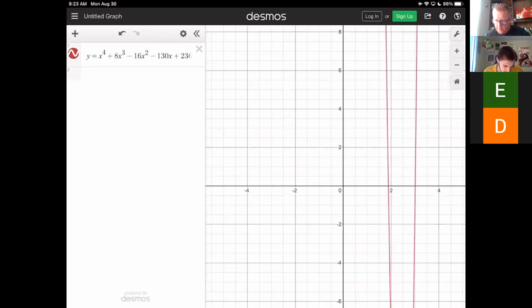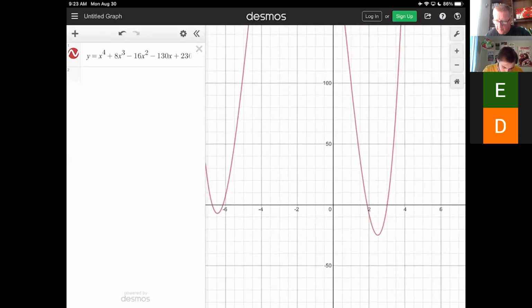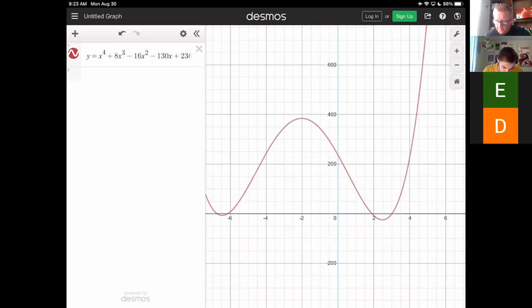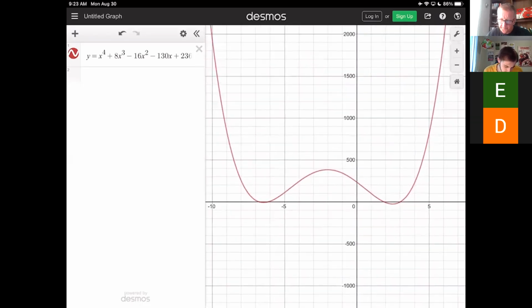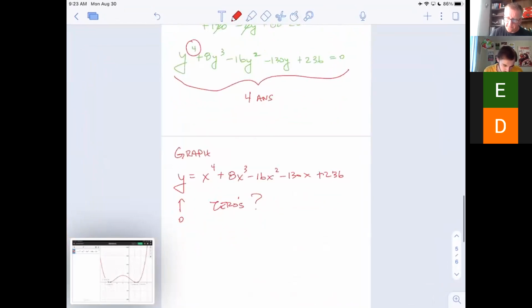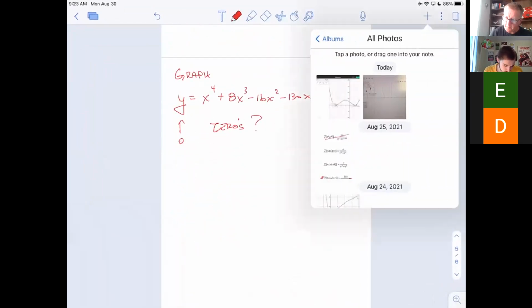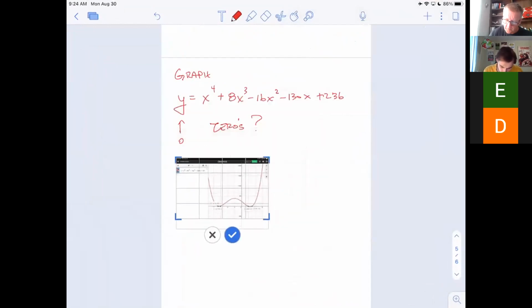Let's see, which way do I want to zoom that? It's this way. I want to make a nicer looking graph, so you can actually see the 4th degree nature of this. So I just messed with the window. Now I'm going to go back and pop all of those back in there. This is where Desmos really shines. Take a picture of that. Stick it back over in our notes. Good enough.